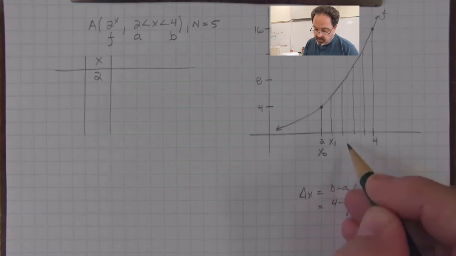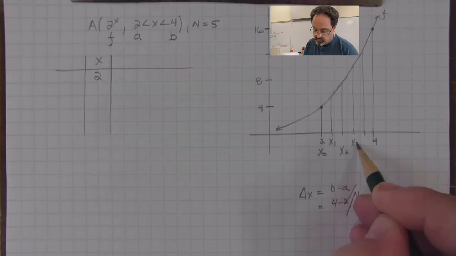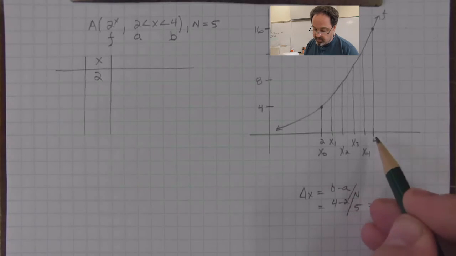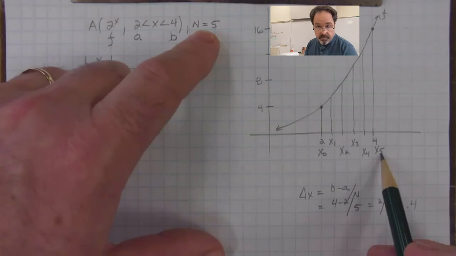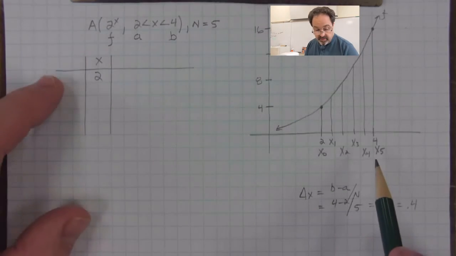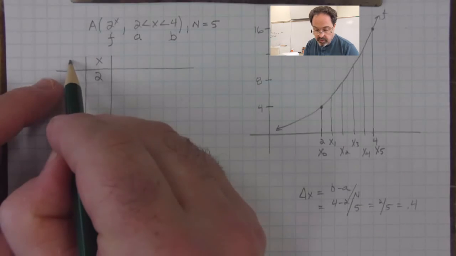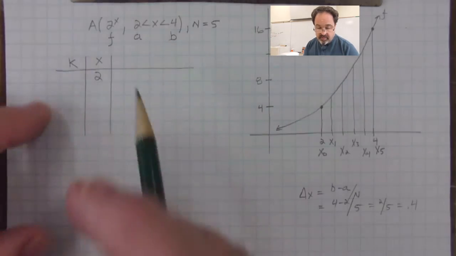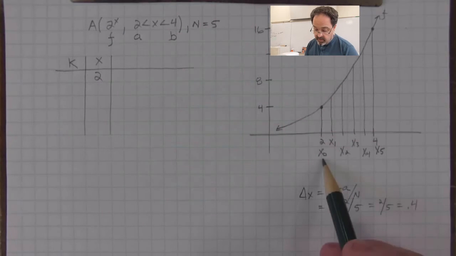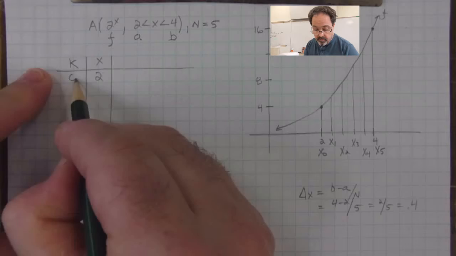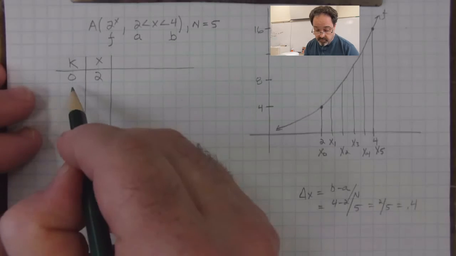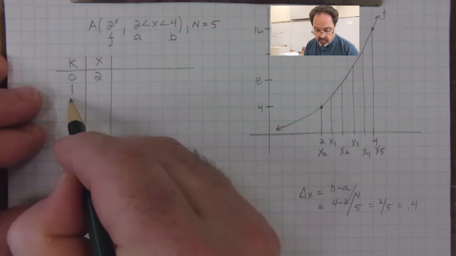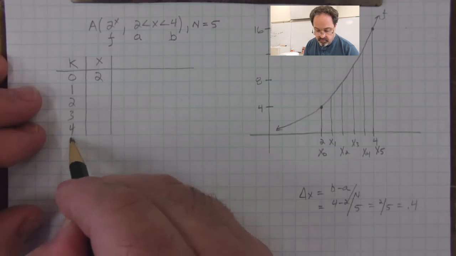The next one would be x sub 1, then x sub 2, x sub 3, x sub 4, and I get to my last important location and call it x sub 5, and 5 equals the number of rectangles that I'm using. In my table, I'm going to list those important locations as k values. The k value that I start with is 0. And I go up by integers until I get to the last, 5. So my k values in this problem start at 0 and go up to 5.